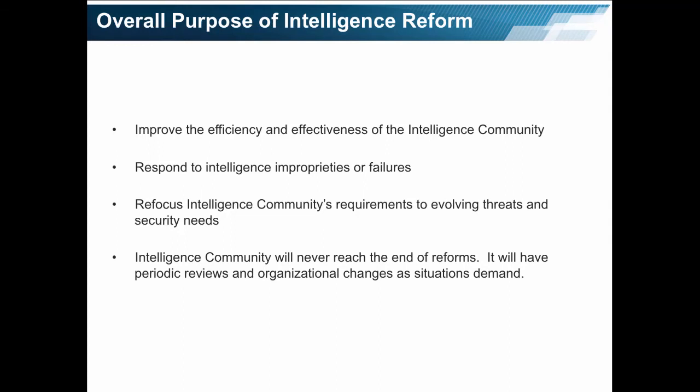The purpose of intelligence reform in the US was to improve the efficiency and effectiveness of the intelligence community, and by doing this, respond to intelligence improprieties or failures. It was also to refocus the intelligence community requirements to evolving threats and security needs. The truth is, the intelligence community will never reach the end of reforms. There will always be periodic reviews and organizational changes as situations change, threats change, and intelligence requirements change as a consequence.